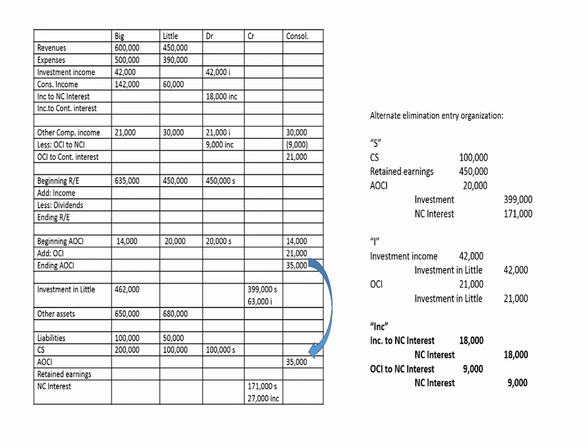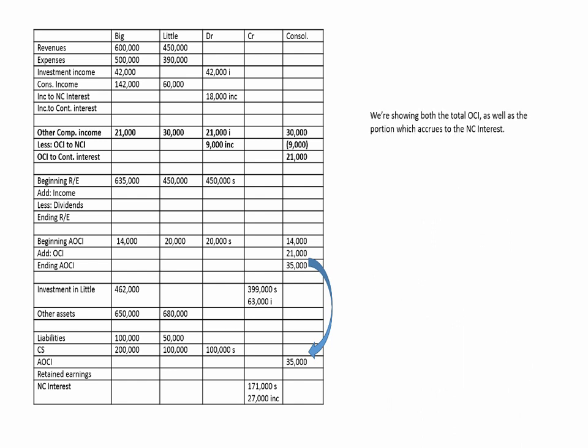Okay, I believe that's it. Oh, it's not. A couple more things. Okay, please first note that in the statement of other comprehensive income, we are showing both the total other comprehensive income as well as the portion which accrues to the non-controlling interest, finally ending up with the net amount that accrues to the controlling interest.